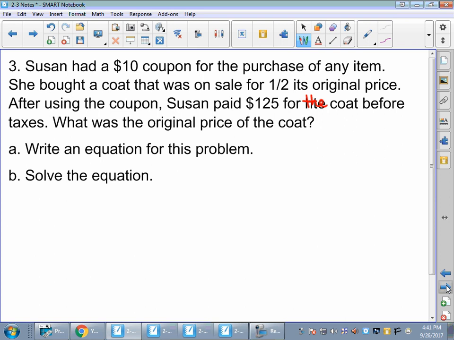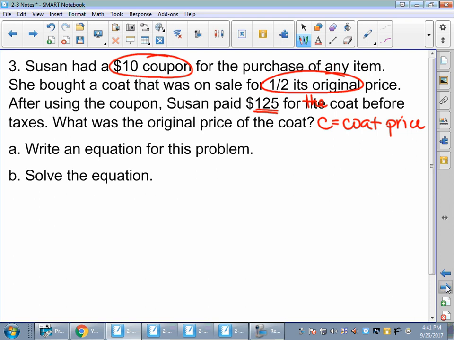The original price of the coat, why don't we call that C? C is the coat price. If you know anything about a coupon, $10 coupon for the purchase of any item, and then there was a sale. So coupons, subtract $10, and half of its original price takes half of that cost. We know that when she was all said and done, she paid $125. We're not really worried about taxes here.